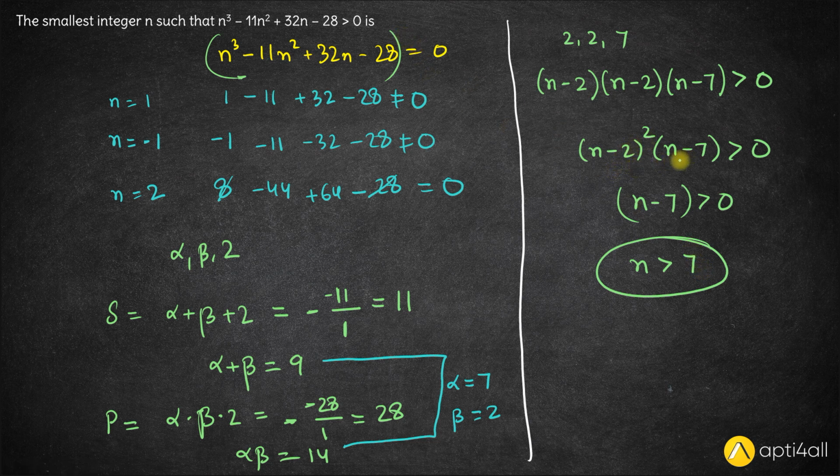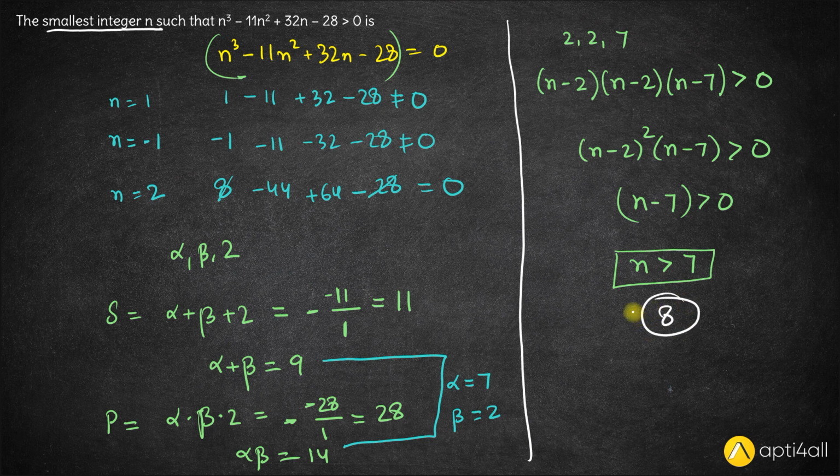If you take n greater than 7, this will be positive and this will be positive. Always it will not become 0. So all values of n greater than 7 are acceptable. But what you need to answer is the smallest integer n. So the smallest integral value greater than 7 will be 8. So the smallest integral value of n based on this condition is 8.